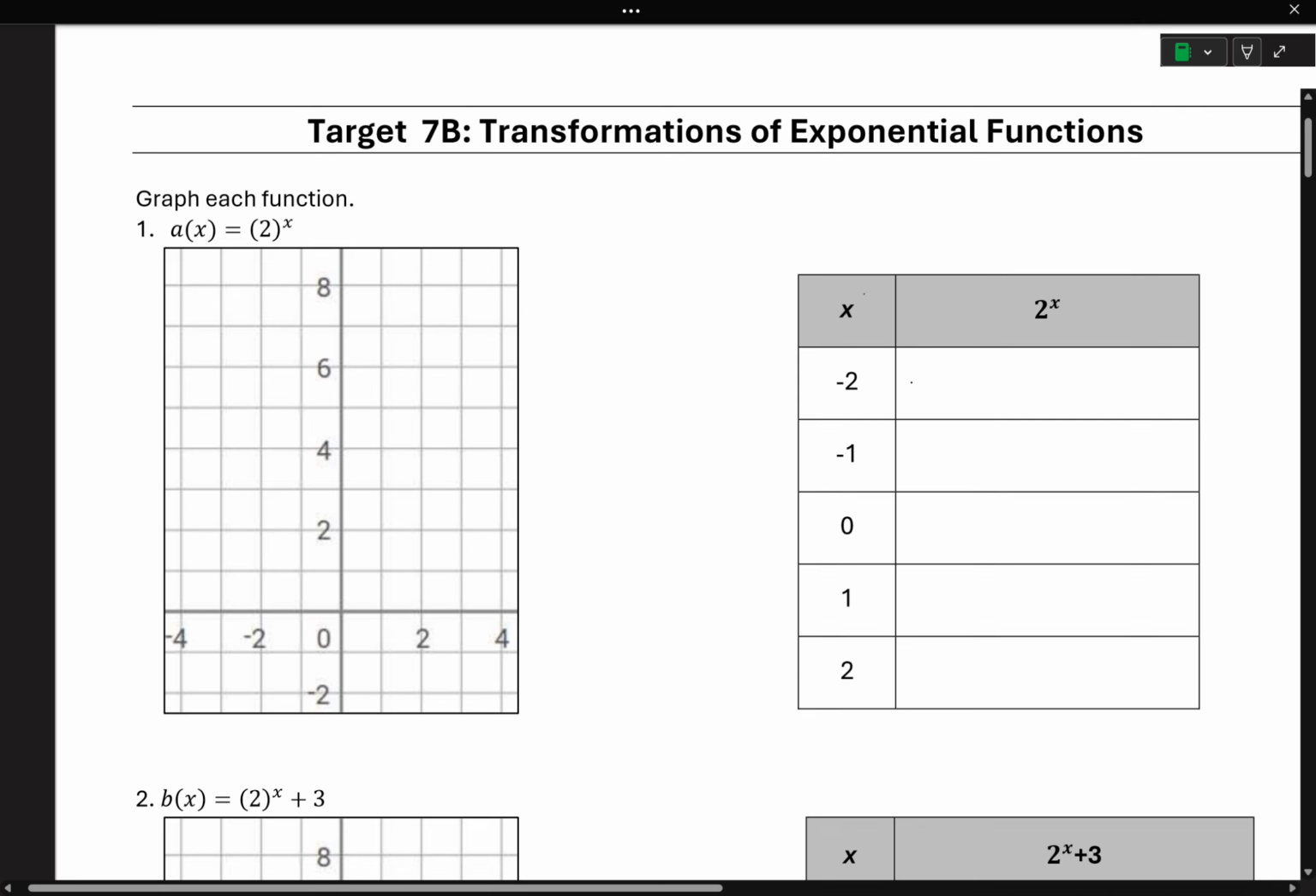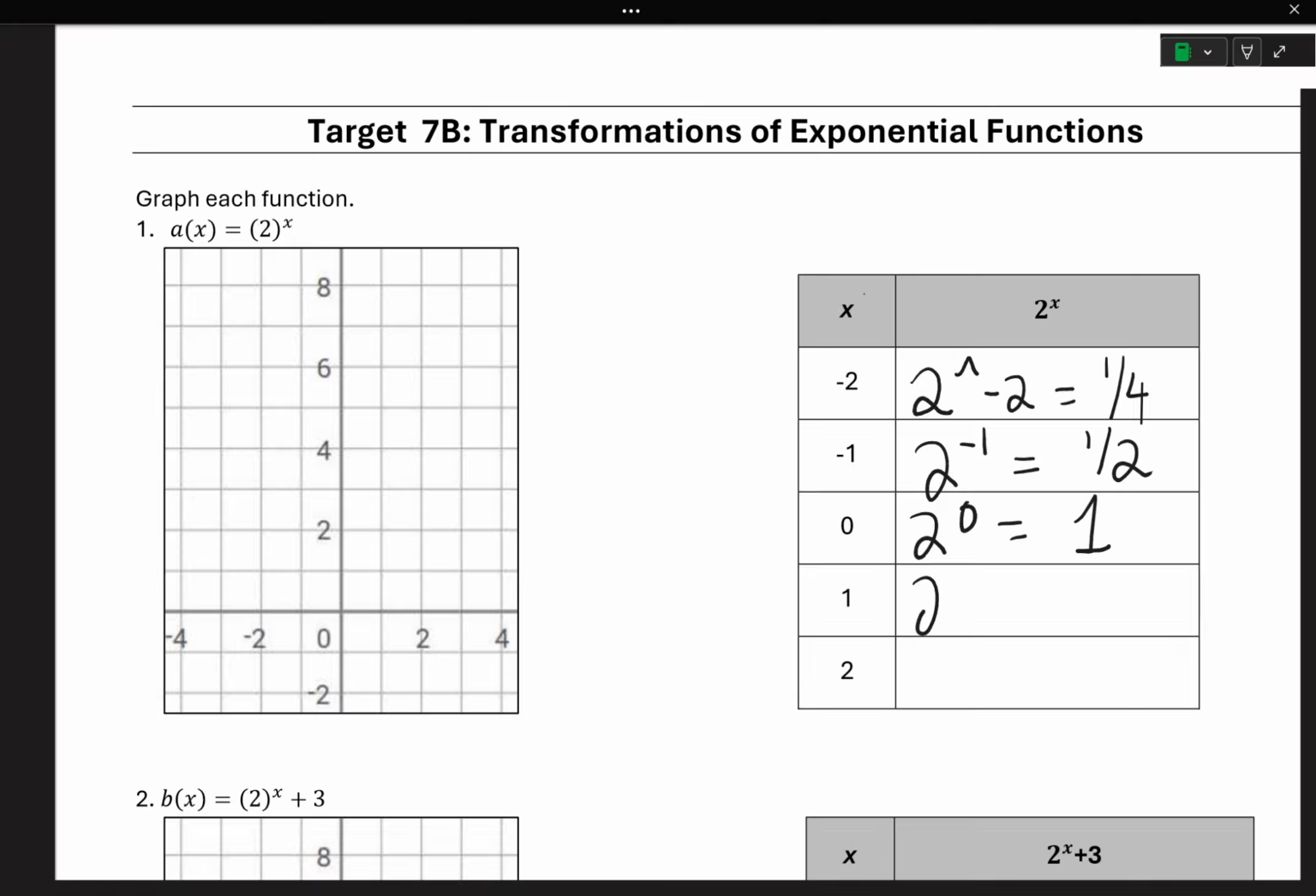Just to remind you, if you're doing this on your calculator, you would be entering a 2, hitting the little caret button, and then typing -2. You should get 1/4. Right. If you're doing this on your own, make sure to pause this video, practice typing all these exponents, and then unpause it, and we'll have them all filled in. All right. So those are our 5 points.